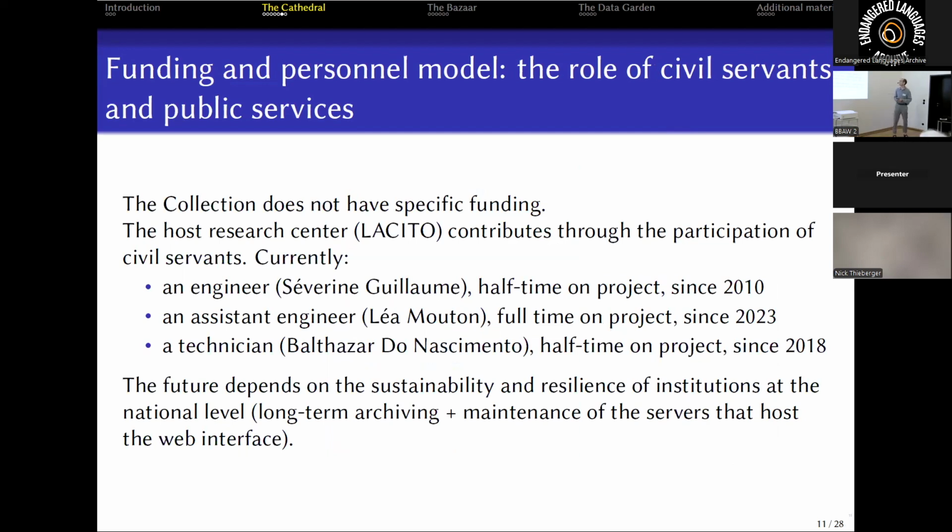Séverine Guillaume is an engineer. She's presenting at Interspeech today, so she's active on the research front. And she's sort of half-time on the project since 2010 and basically in charge of it. Her assistant engineer, Léa Mouton, is full-time on the project since last year, and a technician is half-time since five years ago. So the future really depends on the sustainability and resilience of institutions at the national level. So fingers crossed, and that's how we position ourselves.